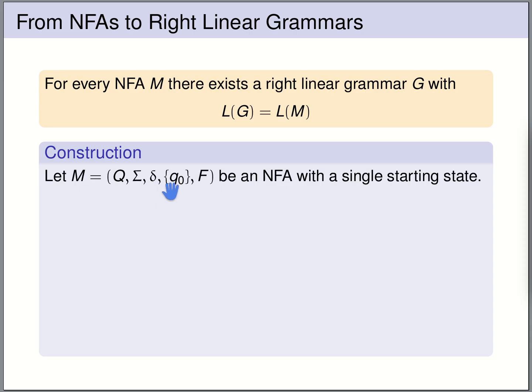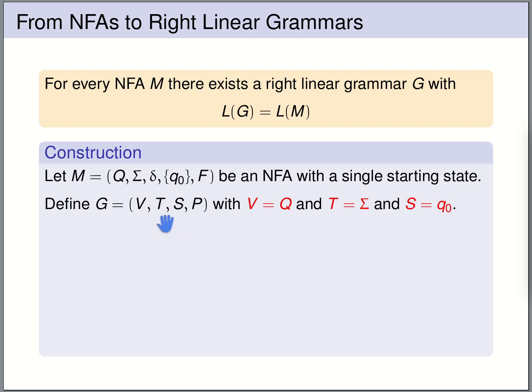We start with a non-deterministic finite automaton. We know already that every non-deterministic finite automaton can be translated into one that accepts the same language and has a single starting state. So we assume that our non-deterministic finite automaton has a single starting state. And now we are transforming this automaton into a grammar. The variables of the grammar are the states of the automaton. The terminal letters are just the input alphabet of the automaton, and the starting variable of our grammar is the starting state of the automaton.